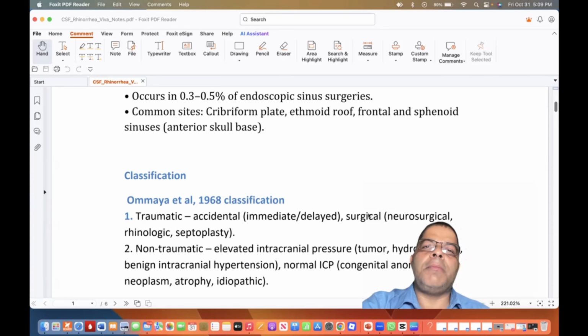Common sites are the cribriform plate, ethmoid roof, frontal and sphenoid sinus. What I see in this kind of cases is that the most common are the cribriform plate and ethmoid roof. This area is vulnerable, and sometimes if you remove the polyp there is iatrogenic leakage later on because of the thinness and weakness of the cribriform plate and ethmoid roof. Other areas, which I also saw when I worked in Mumbai, are the frontal sinus and sphenoid sinus, where there may be a deficit, congenital or later on.